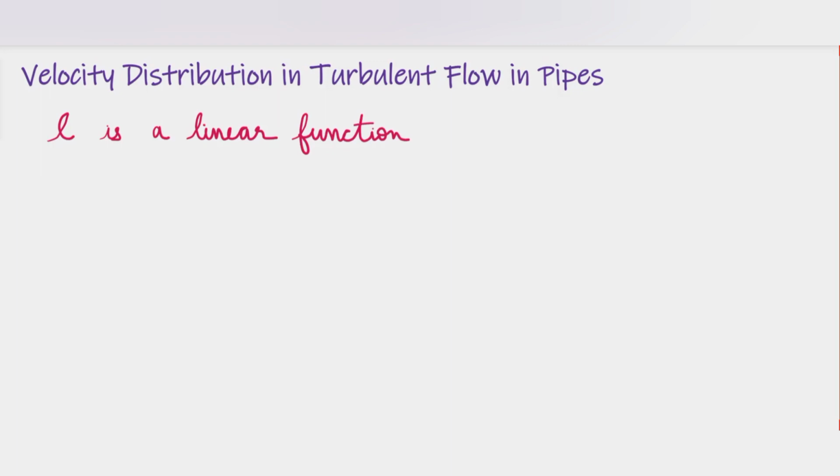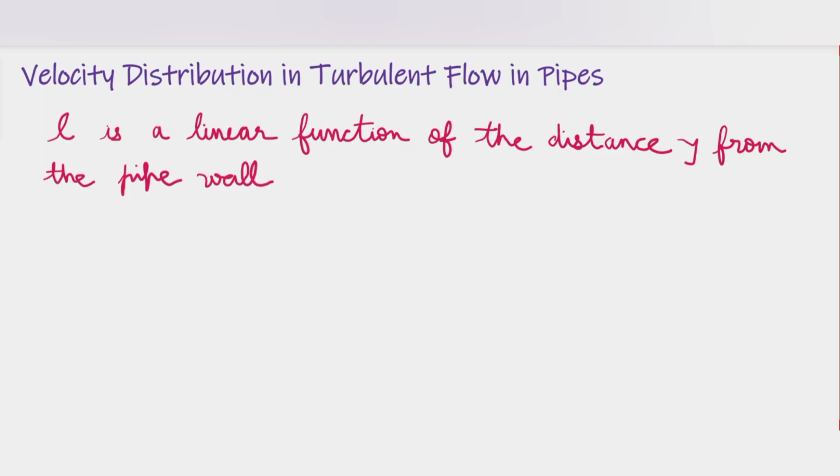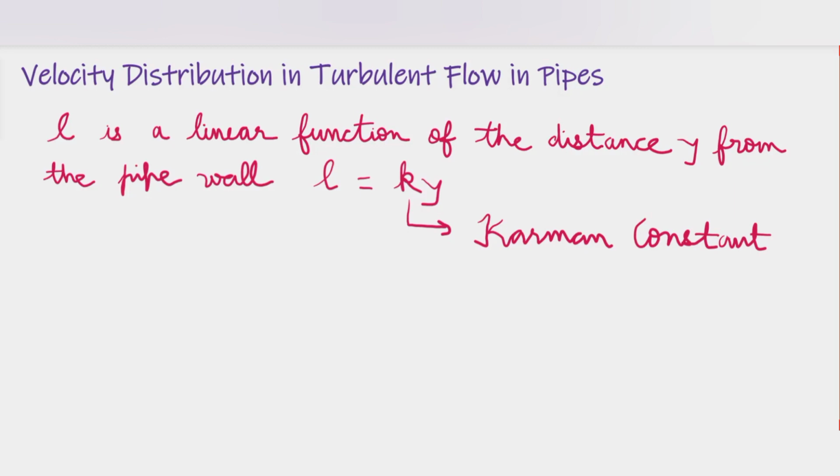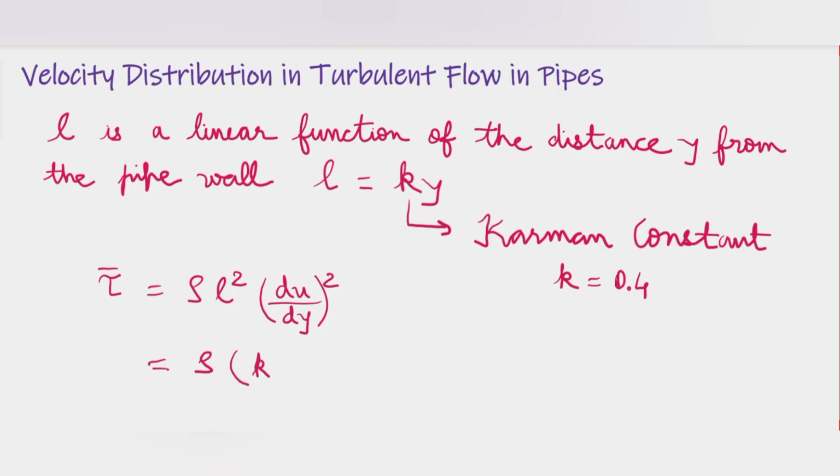It is a linear function, so how can I write it? L is directly proportional to y, which is L is equal to ky, and k is a constant which is known as the Karman constant, and its value is 0.4. So now let's write the equation for shear stress, which is tau bar is equal to rho L square du by dy whole square, and we'll replace this L by ky, so it will be rho into ky whole square into du by dy whole square.